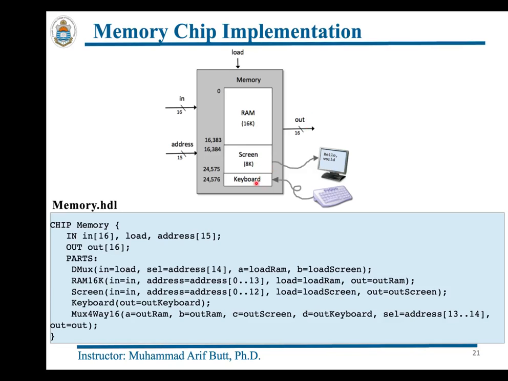So anyway, if I go into a bit of details, you can see address bits 13 and 14 over here. These are the select inputs of the Mux4Way16. If these two bits are 00 or 01, this final output will be the output of the RAM chip. If these two bits are 10, the final output will be the output of the screen memory map. And if these two bits are 11, the final output will be the output of the keyboard memory map.